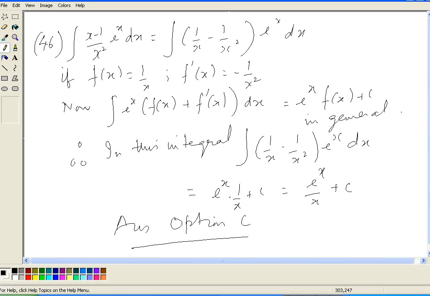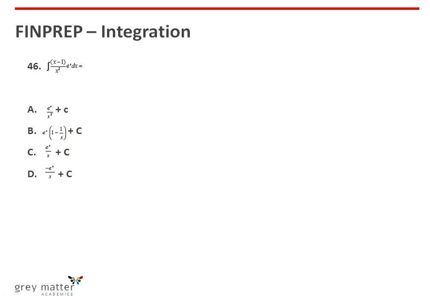Now the integral of e power x times (f of x plus f dash of x) dx will be equal to e power x f of x plus c in general. Our integral is of the same format, so the answer would be e power x times 1 by x plus c, that is e power x by x plus c. The answer is option C. Going to our PowerPoint presentation, option C is e power x by x plus c.